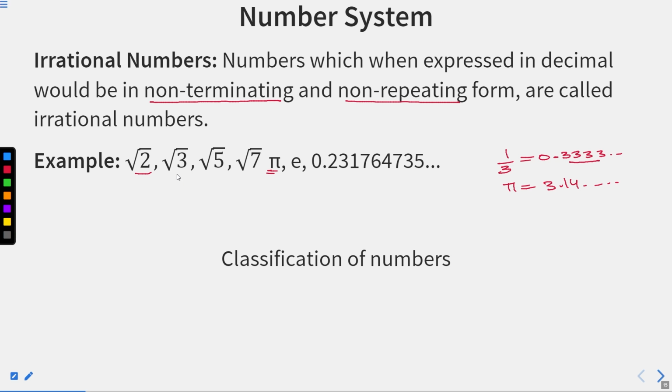So root 2, root 3, root 5, root 7, or 0.23176473 dot dot dot, whatever number you want to put here. These are examples of irrational numbers.